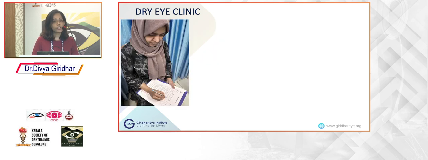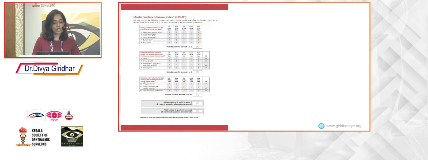So first will be history and the administration of the questionnaire. So there are various questionnaires that are available for dry eye. The Ocular Surface Disease Index questionnaire is one of the most commonly used questionnaires. So a questionnaire basically helps us to understand or quantify the problem. We understand how much the symptoms are affecting his or her quality of life. So following the questionnaire and the history taking is when we start evaluating the patient.